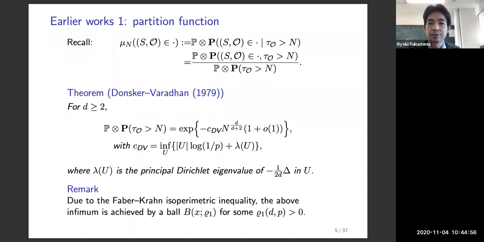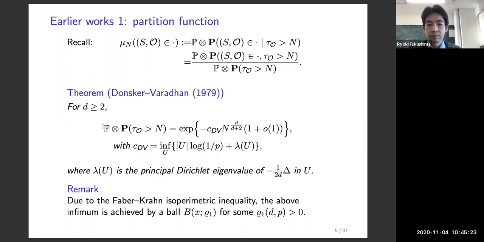So in principle, this fraction is a 0 over 0 limit. We want to study the 0 over 0 limit. And in that situation, maybe the first natural step to analyze is how fast this denominator goes to 0. And that is the first result I want to mention in this talk, which is due to Donsker and Varadhan, more than 40 years ago.